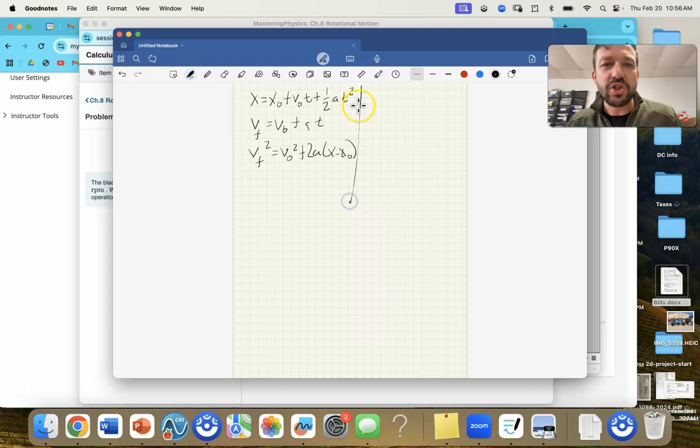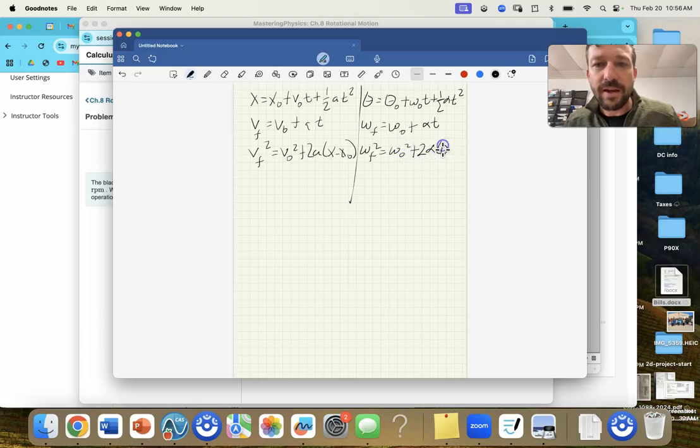Okay, and then remember, you can switch all of these to angular things. The distance would be theta equals theta naught plus omega naught t plus a half alpha t squared. And then omega f equals omega naught plus alpha t. This last one would be omega f squared equals omega naught squared plus 2 alpha times theta minus theta naught. And that gives you all the angular stuff. There we go. Looks good. Looks set.